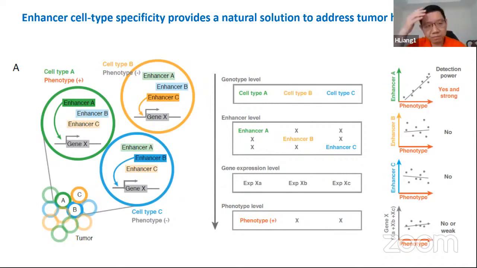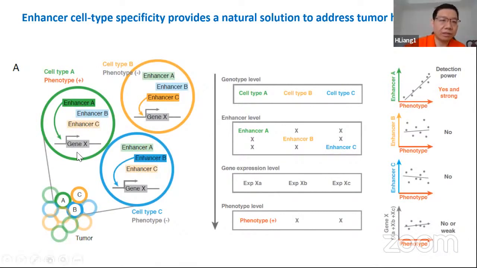Then the key question is why we want to focus on enhancers. Eric just mentioned that in many situations when we study cancer, there's an issue called tumor heterogeneity. When you study a bulk sample, what you get is an average across different cell types. But we believe that because enhancers confer cell type specificity, enhancer RNA provides a natural solution to address this heterogeneity.